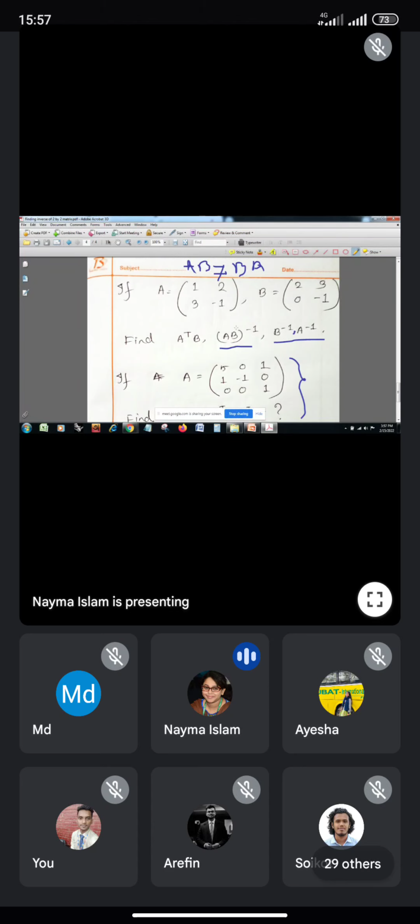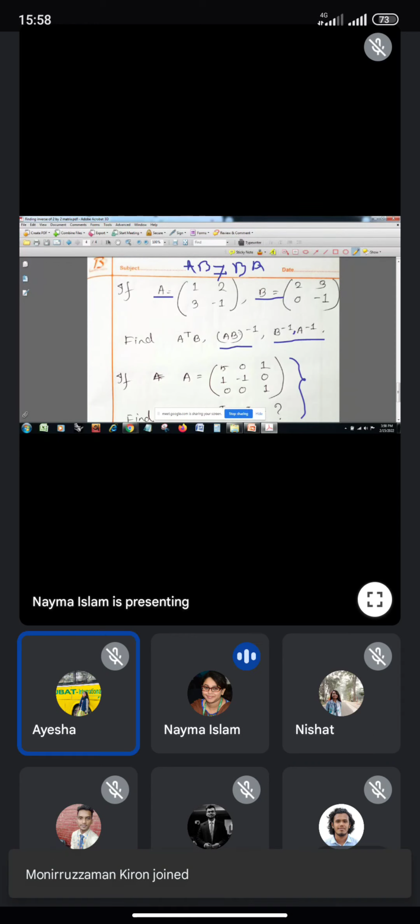And how to do the first math? That means AB inverse. You have to multiply A and B at first. Then you can get AB. After that, you have to find the inverse. Is it clear what to do? Yes, ma'am. Okay, then AB, please.